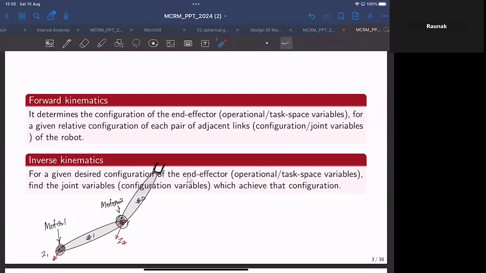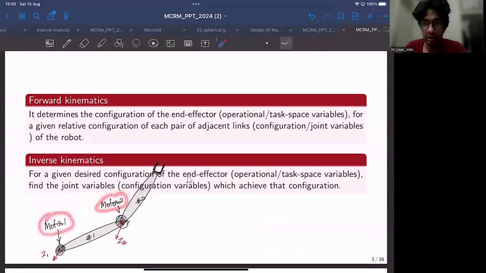Depending on the inputs that you give to these motors, what would be the position of your end effector, right? For example, if I give motor 1 the input theta 1 as 45 degrees and motor 2 theta 2 as maybe 45 degrees, what would be the X and Y coordinates of this end effector? Analyzing that, going from the joint coordinates or the task space variables to obtain the configuration of the robot is what we call forward kinematics, right?